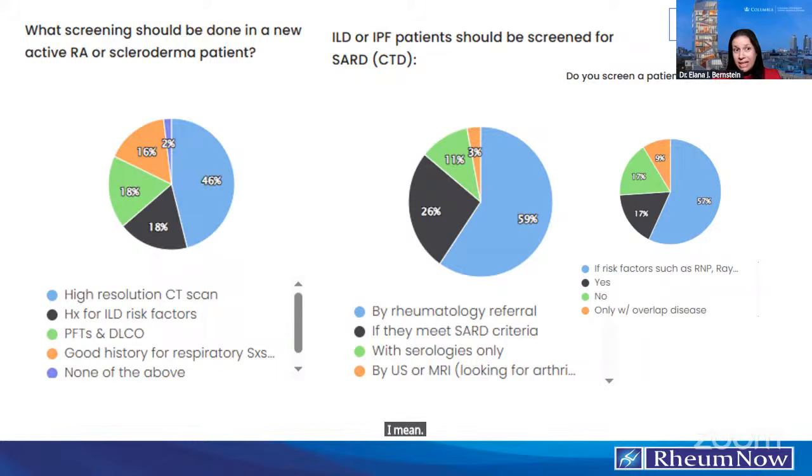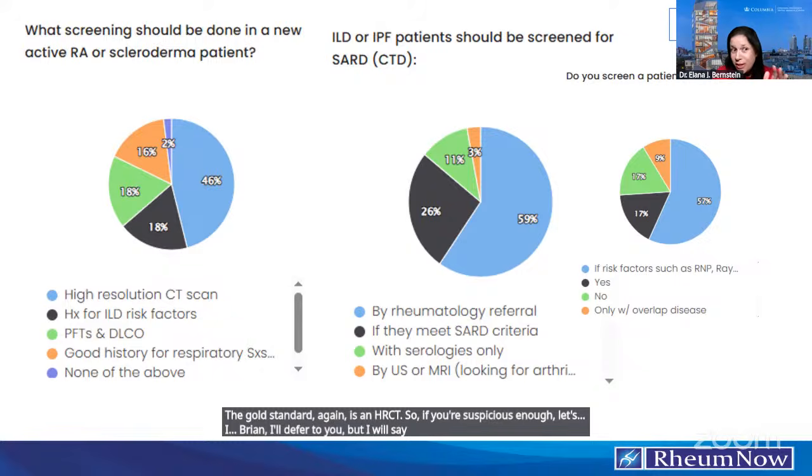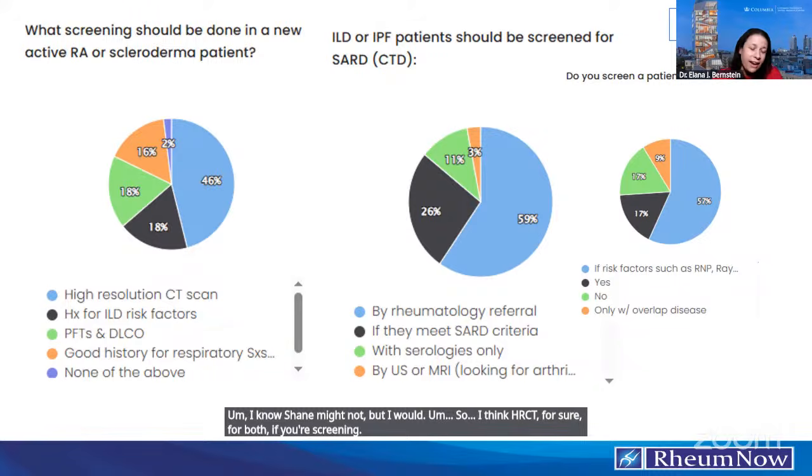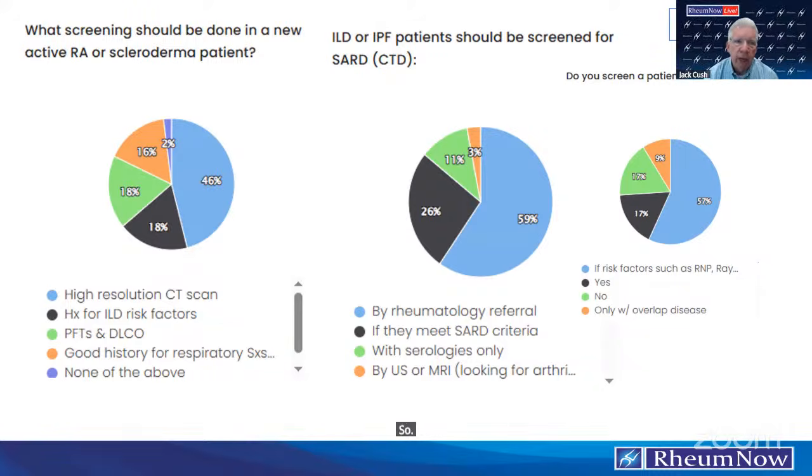I mean, I would say no. Yes and no. Really, if you're screening for ILD, the gold standard, again, is an HRCT. So if you're suspicious enough, Brian, I'll defer to you, but if I'm suspicious enough that an RA patient might have ILD, I'm going to get an HRCT. I'm going to get PFTs too. I know Shane might not, but I would. So I think HRCT for sure for both if you're screening, and I would do PFTs. And I think Shane agrees with that.